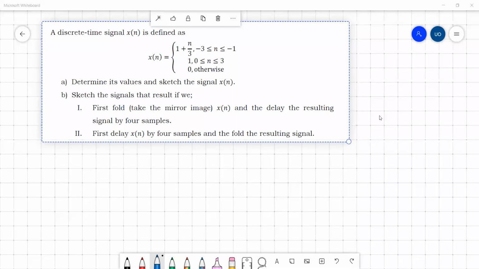Okay, shall we start now? Can you see the screen? Yes.